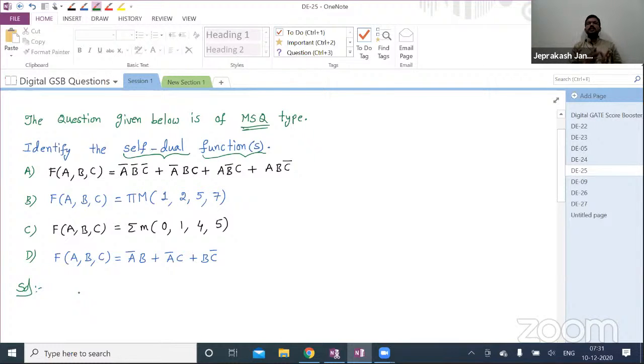Just now we have discussed how to apply duality. After that, you have to verify whether it is self-dual or not. I will give the time. All of you please try regarding option D. First, you verify for option D.